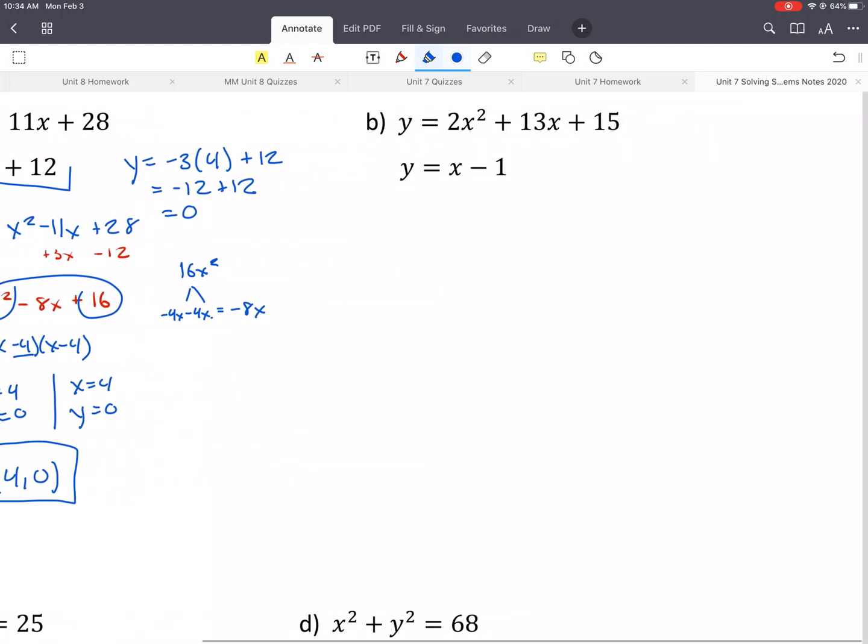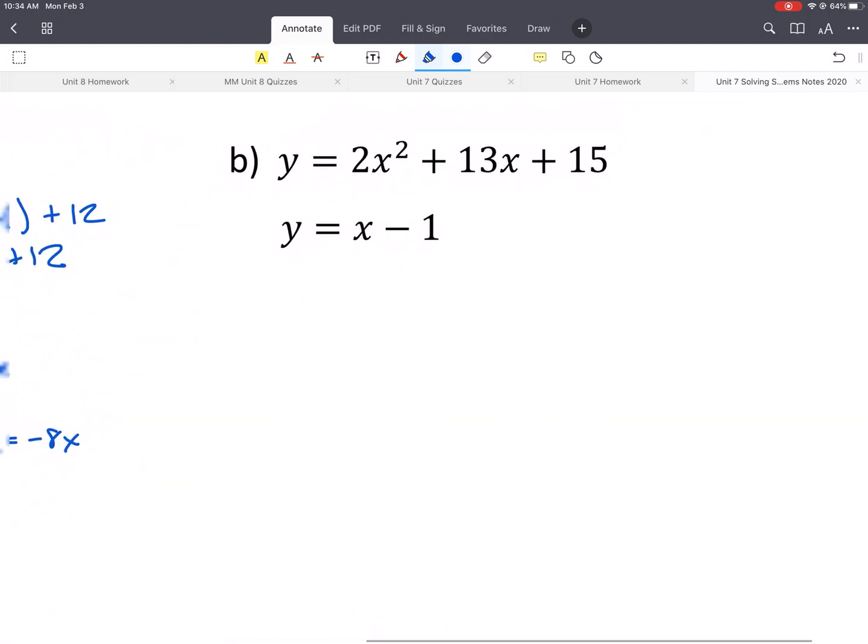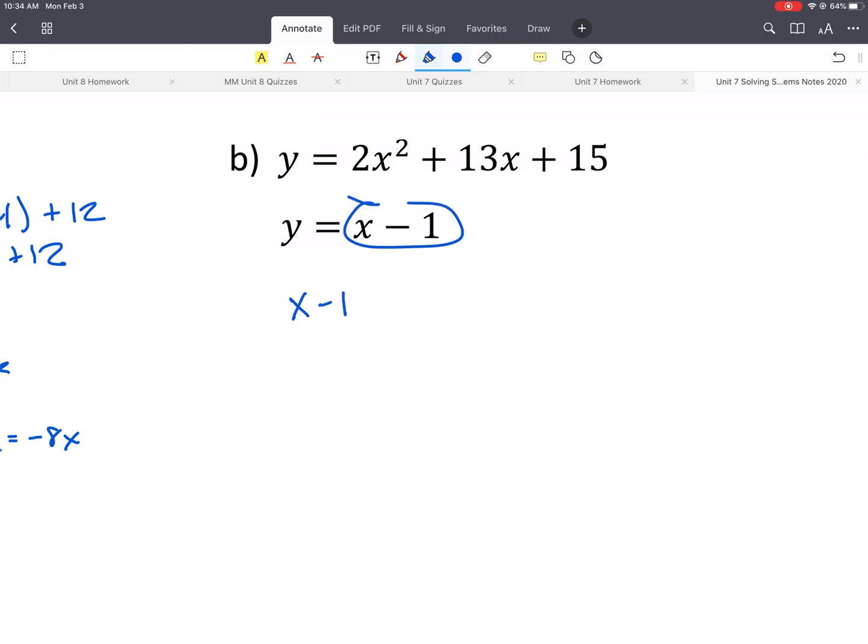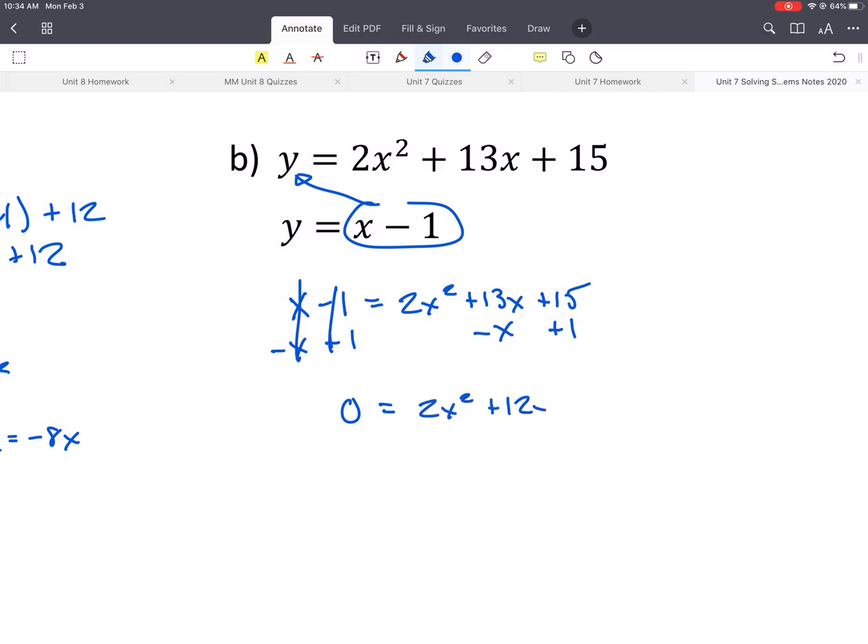Okay, so here's another example. Again, these are both set equal to y, so we can just set them equal and say x minus 1 is equal to 2x squared plus 13x plus 15. We'll subtract x from both sides and add 1 to both sides. We get 0 is equal to 2x squared plus 12x plus 16.